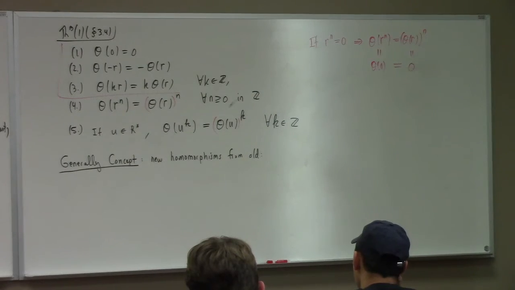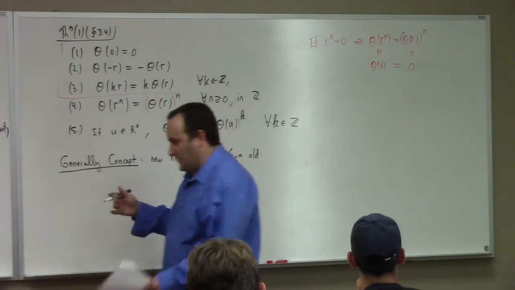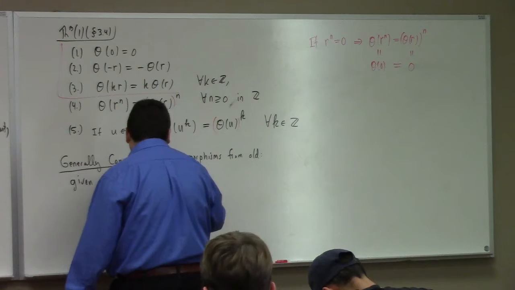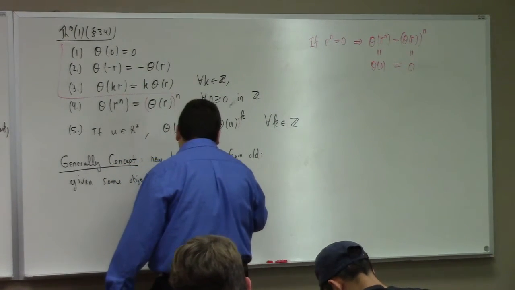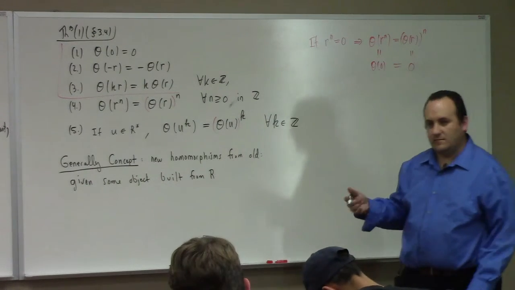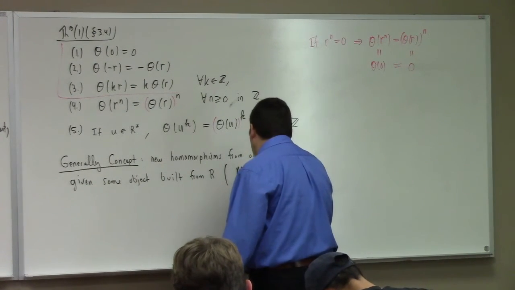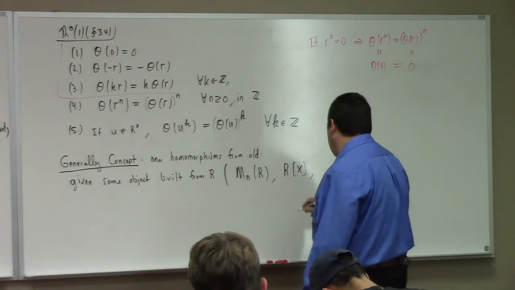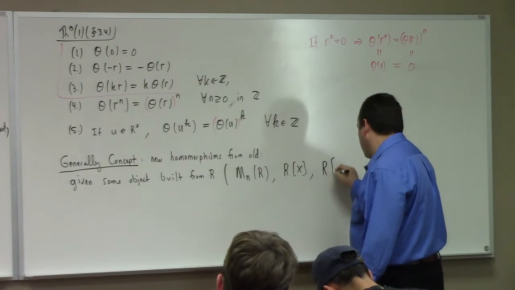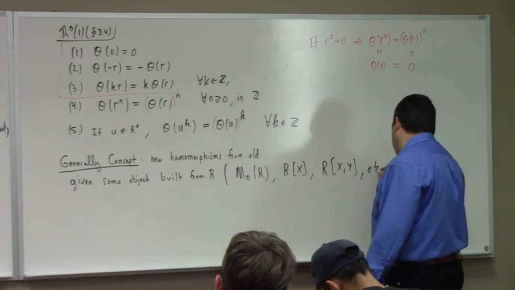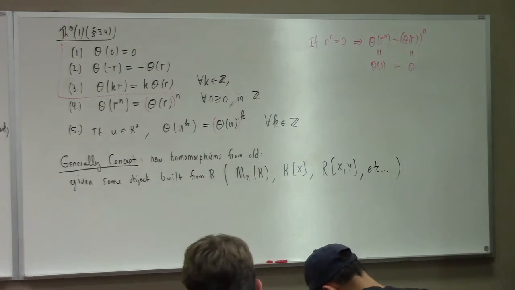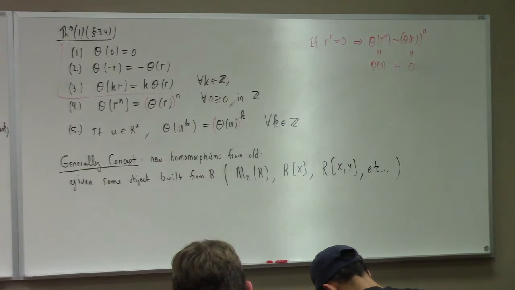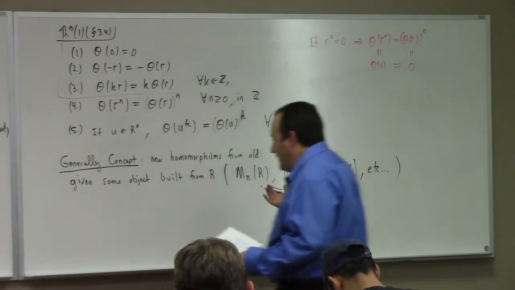But the thing that, to me, is most interesting is if you have some object built from R. So I'm thinking it could be n by n matrices over R, it could be polynomials built over R, it could be polynomials in 2 variables built over R, etc. The point is, it's some sort of standard construction where you're building the construction using coefficients from a given ring.